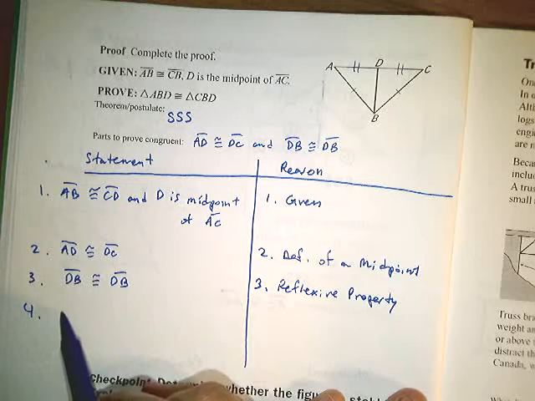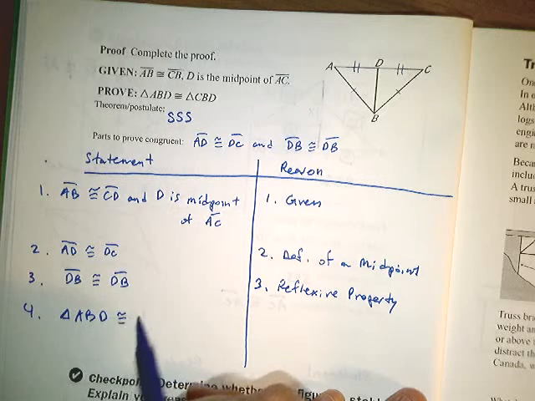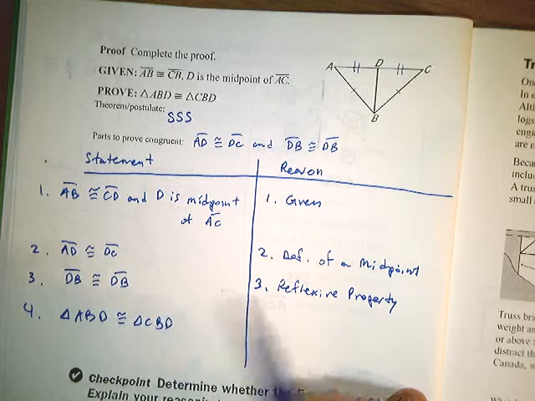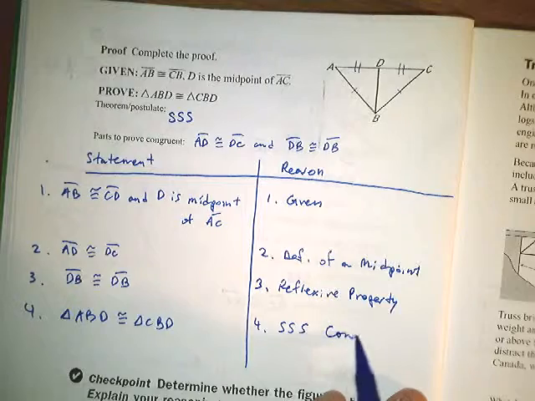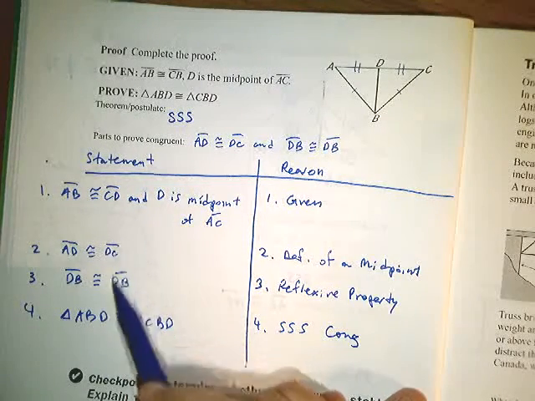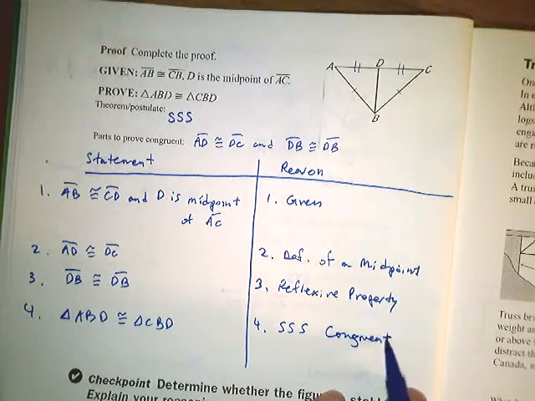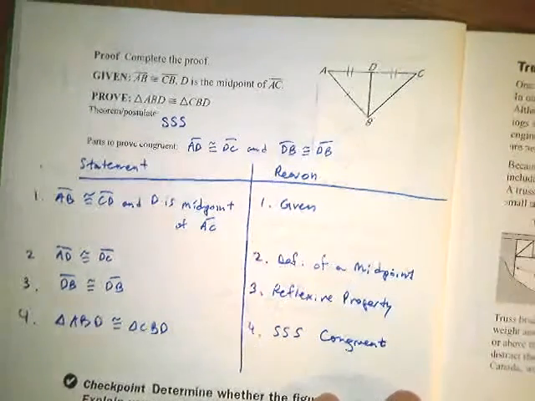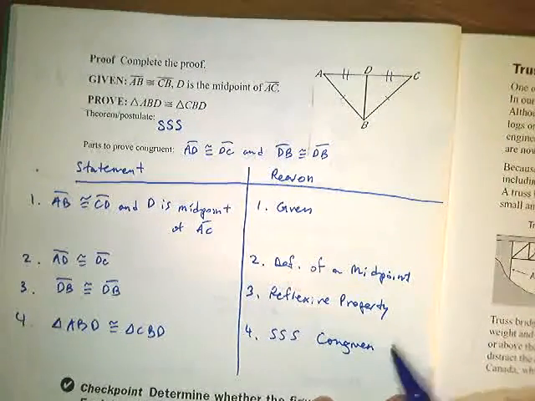And then finally we'd be able to state that triangle ABD is congruent to triangle CBD by the side-side-side congruence postulate. Once we have 1, 2, 3 pairs of congruent sides, I'm going to say congruence, not congruent, then we can say that two triangles are congruent.